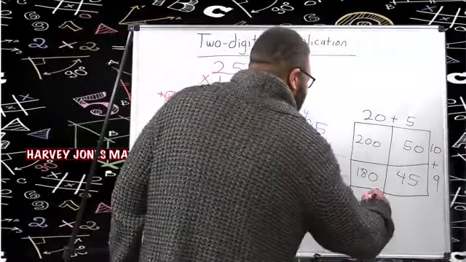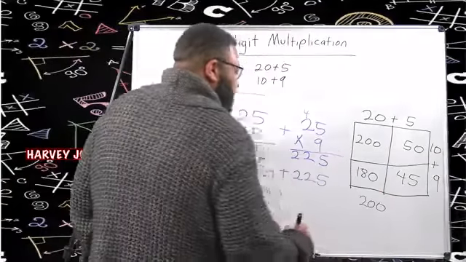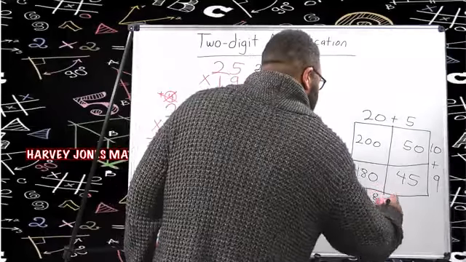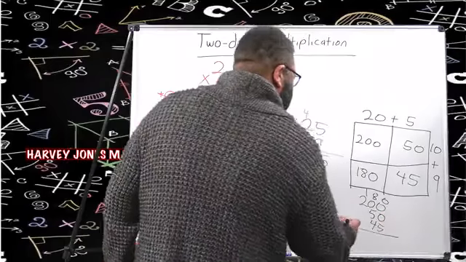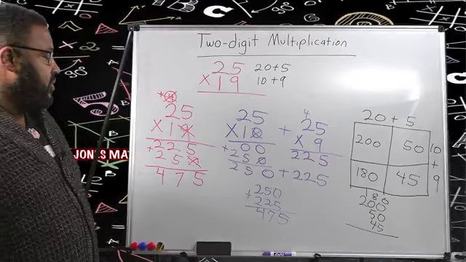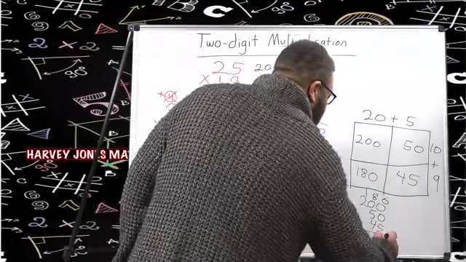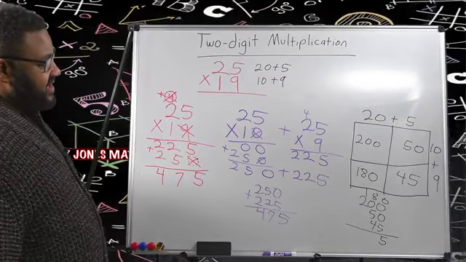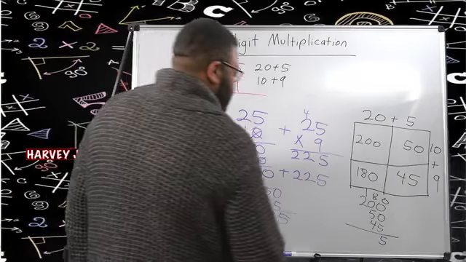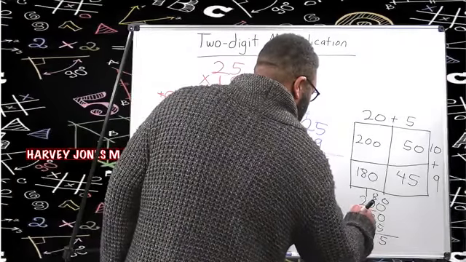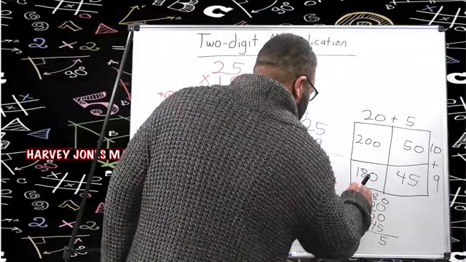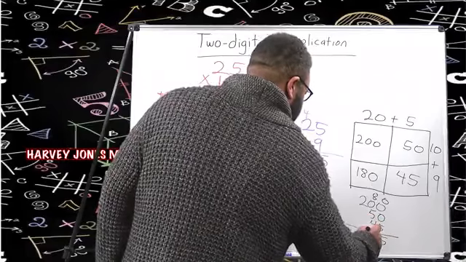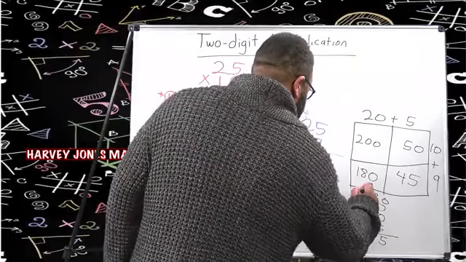So right here, I'm going to line everything up. 200 plus 50 plus 180 plus 45. No particular order, but watch the magic. 0, 0, 0 is going to be 5. That's 8 plus 5 plus 4, that's 9 plus 8, that's 17. Carry my 1 and add it back.